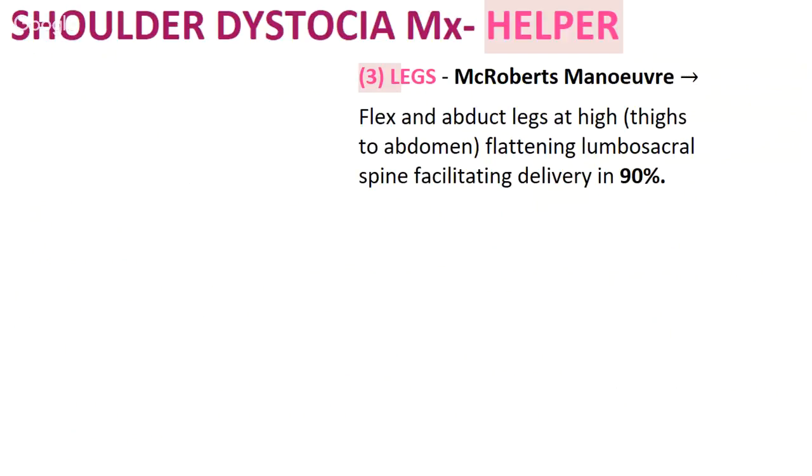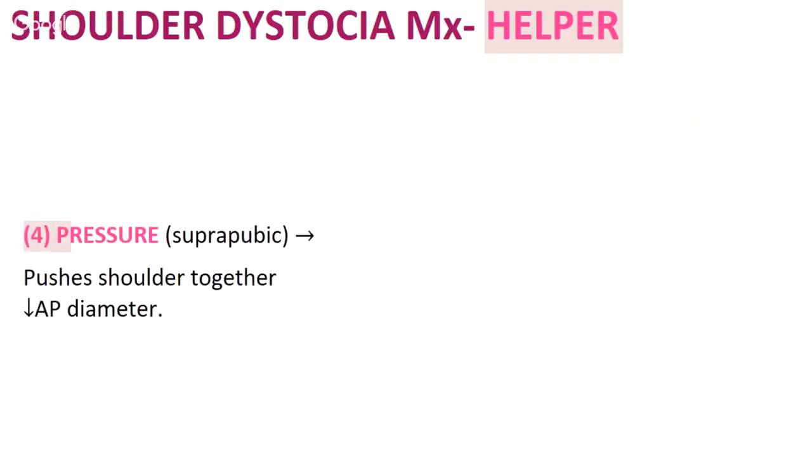So legs, so McRoberts maneuver. That's the important statistic right there. In 90% of people, because it increases the size of the pelvic outlet, or the birth outlet, it helps to deliver the head of the baby. That's why it's successful in up to 90% of people. Then suprapubic pressure.